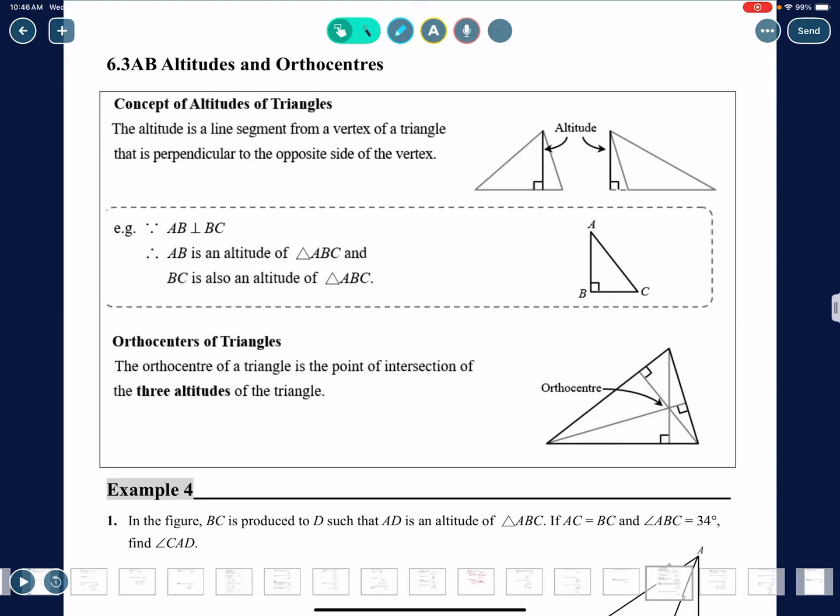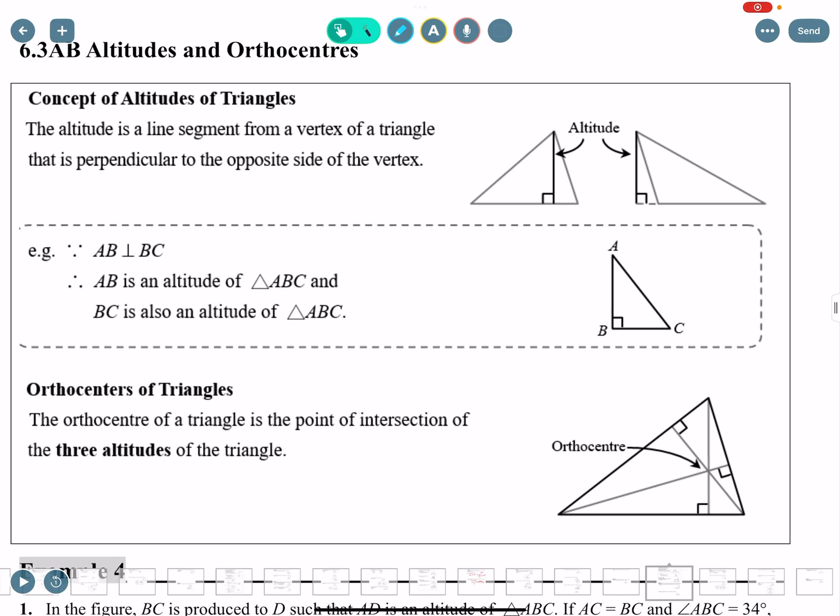Hi guys, this is a video about altitudes and orthocenters. Another complicated thing, quite similar but not quite similar too. No, actually it's quite similar. It's not the same though.